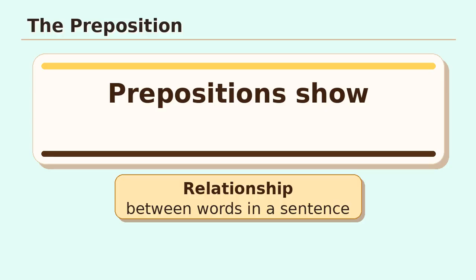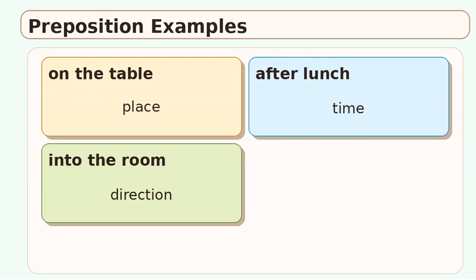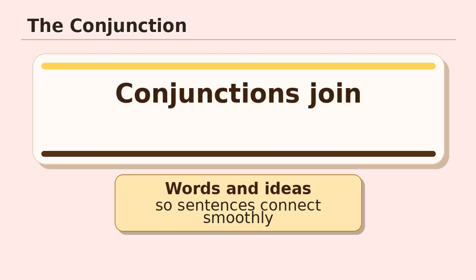A preposition shows the relationship of one word to another, especially in terms of place, time, direction, or connection. In these examples, the preposition connects the noun or pronoun to the rest of the sentence by showing place, time, or direction. A conjunction joins words, phrases, clauses, or complete ideas.